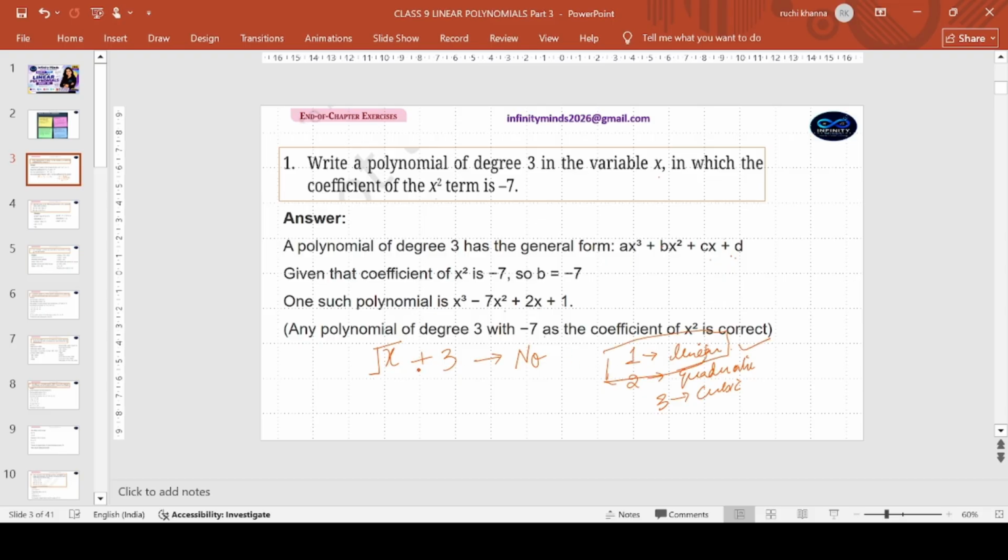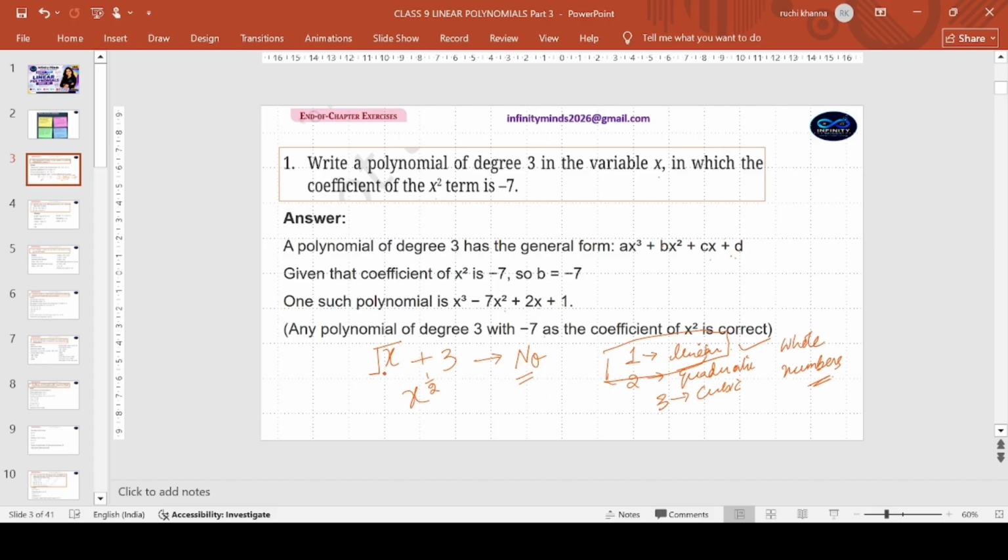What about this? Here, the power of the variable is half. Square root means power half. So no, this is not a polynomial. Polynomials are considered when the powers of the variable are whole numbers, of course with power 1 as our main emphasis.